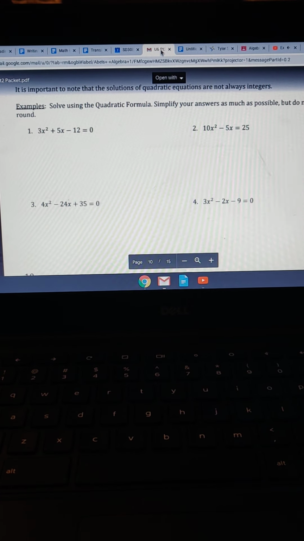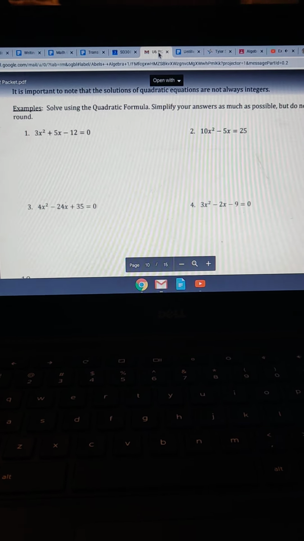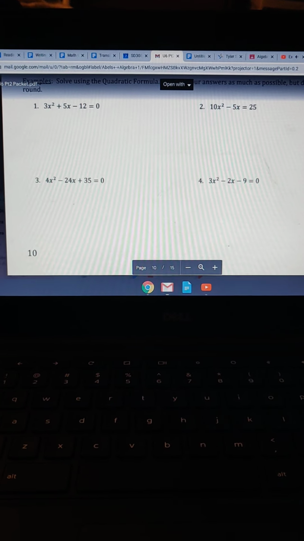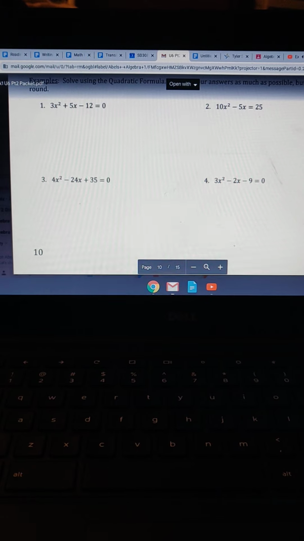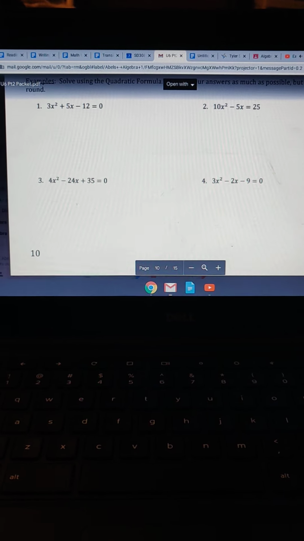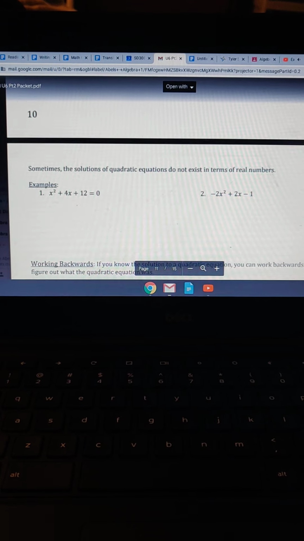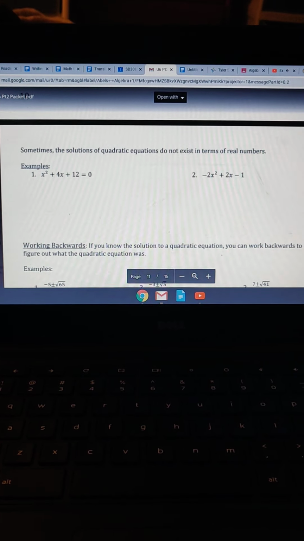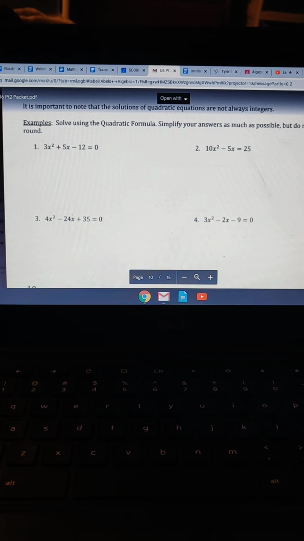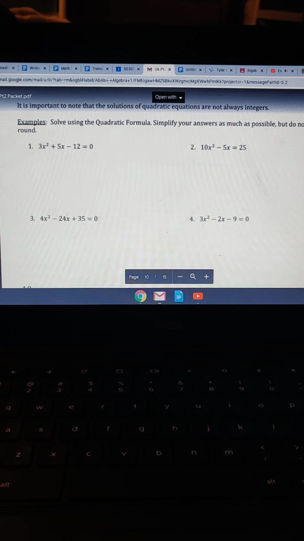Hello and welcome to day 2 of the quadratic formula. We are on page 10 of your notes packet, and we are going to take a look at the bottom 4 examples on page 10, and after that we are going to move on to page 11, the first 2 problems. So for right now I'm scrolling back up to number 1 on page 10.